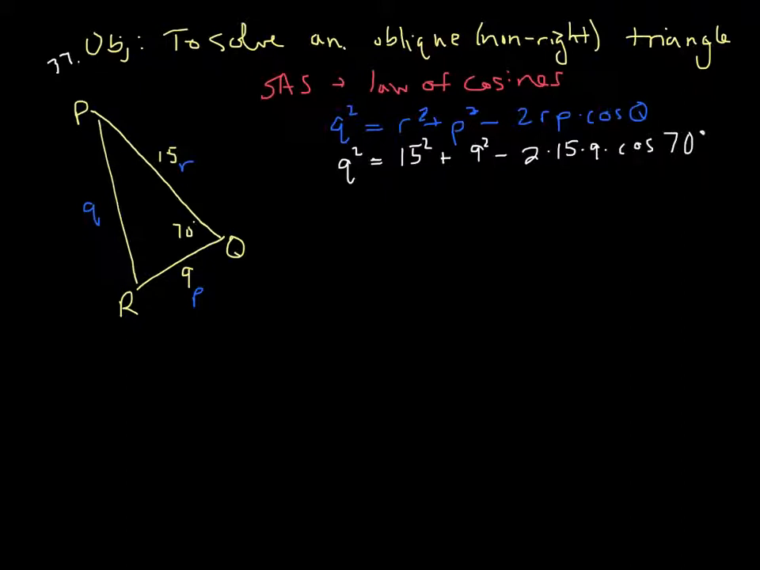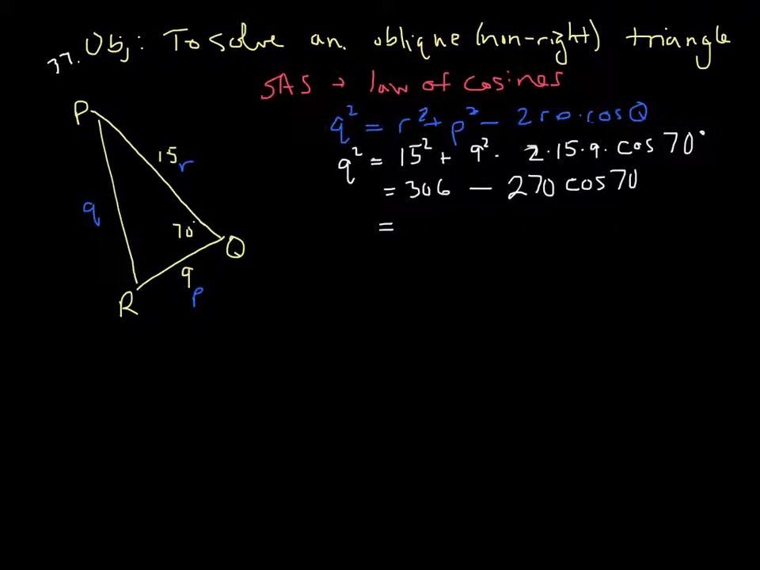Grab your calculator. You're going to need to do some calculations here. 15 squared plus 9 squared. You might want to pause this video, do the calculations, and catch up with me. I'm getting 306 when I do 15 squared plus 9 squared. I'm going to do 2 times 15 times 9 right there. That's going to give me 270 times cosine of 70 degrees. Either type that all in your calculator or do 270 times cosine 70 and then subtract from 306.